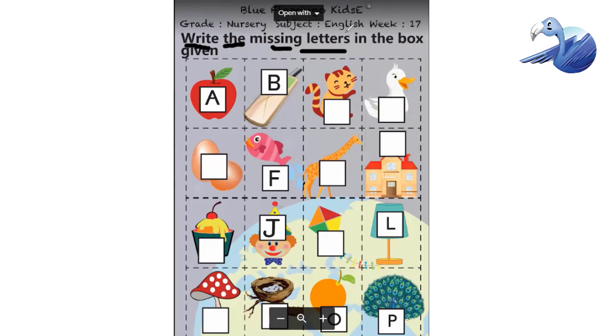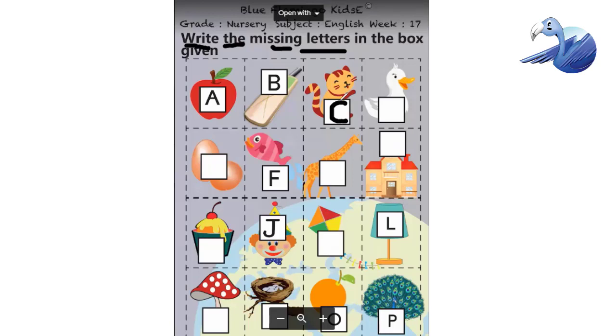For example, students, here apple starts with A. So A is already written, no? Next is B, bat. B is also written. Now the next picture is cat. K sound, students. K is which letter sound? C letter sound. Very good. So we have to write C here.